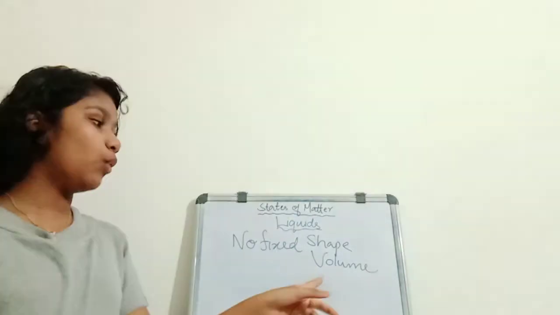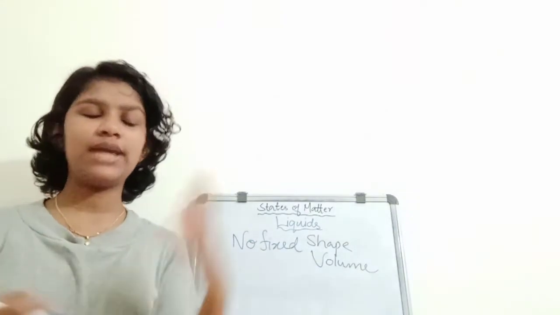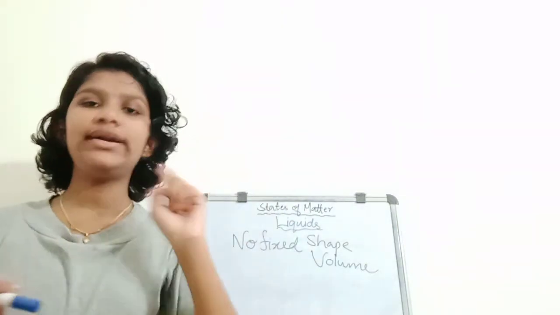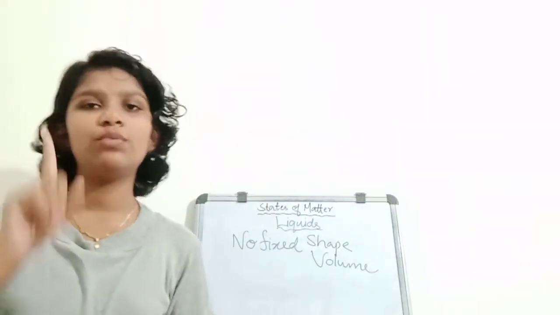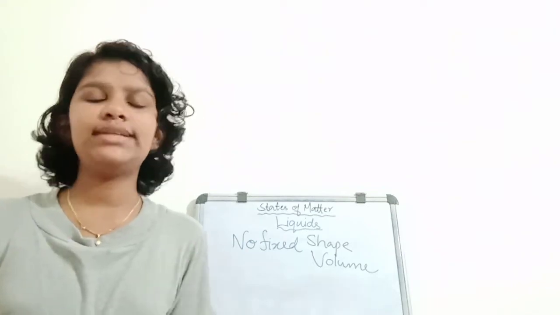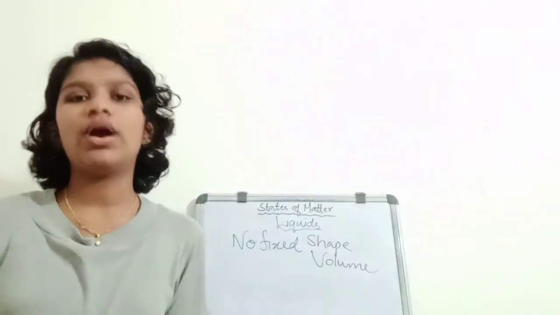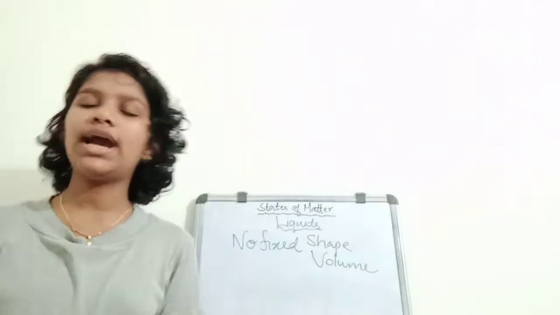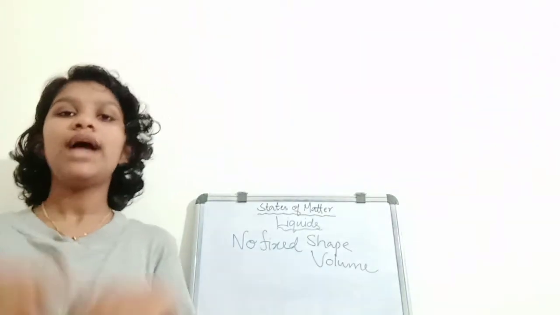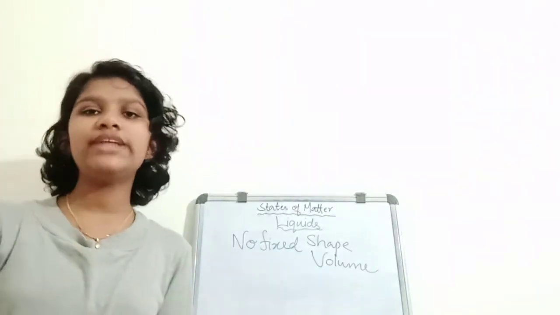Next thing is volume. Does it have a fixed volume? I am going to take 1 liter of water in the bottle. I am going to take 1 liter of water in the mug. Both have the same volume. It is the same volume. The water takes the shape that is occupied.